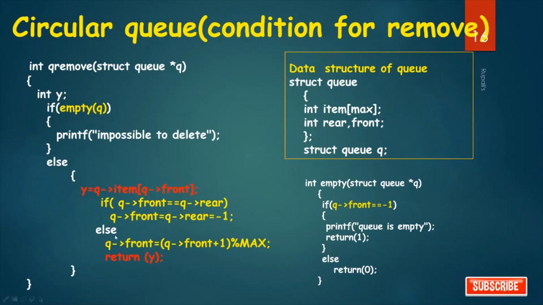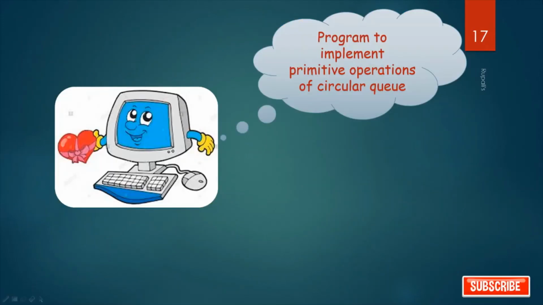Otherwise, you have to increase front and delete the element. Deleting the element means take the element to the variable y, return y, and increase front. What is the formula? q arrow front equals q arrow front plus 1 mod max. In this way, front will increase. Take the element, return that element, and front will increase in this way. When it is max minus 1, then start deleting from the beginning of the queue. So this is the coding for QRemove. See the coding to implement primitive operations of circular queue.